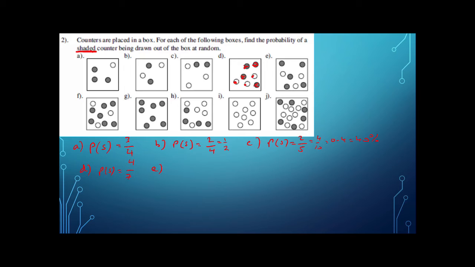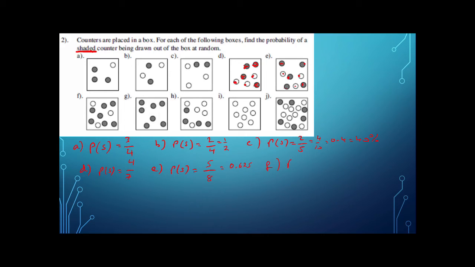E, probability of a shaded counter. Well, how many are there in total? 1, 2, 3, 4, 5, 6, 7, 8. 8 possible outcomes, of which 5 are shaded. I can see that. And if I write that as a decimal, that is 0.625.